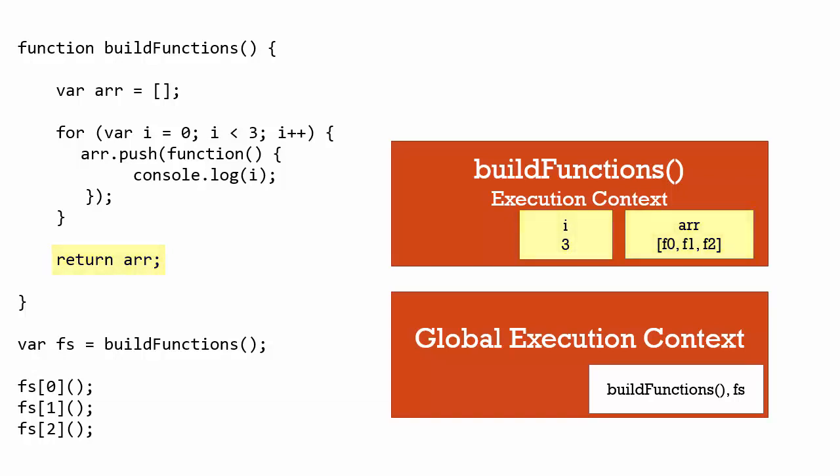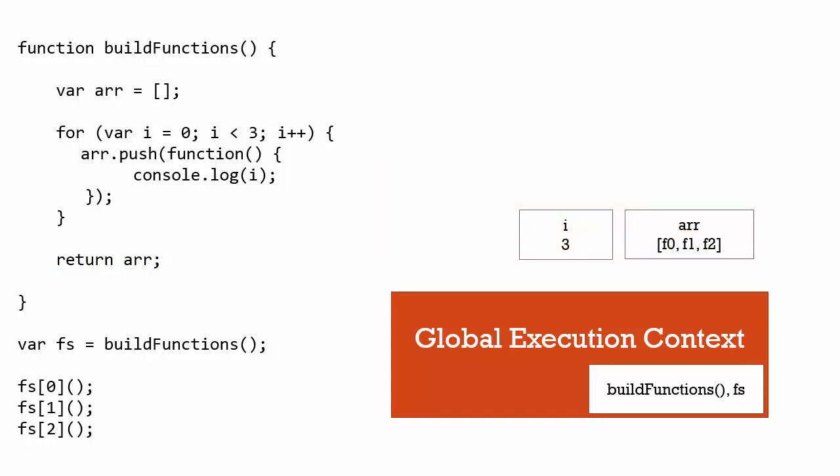So then we go back to the global execution context, and this buildFunctions execution context is popped off the stack. But what have we learned before? What's in memory is still hanging around. So now we hit this first function call, where I take the first element in the array, which is a function, and execute it. The code in the code property is console.log(i).